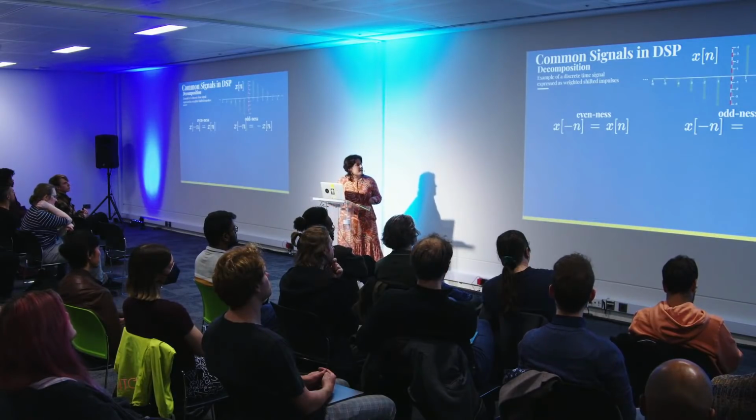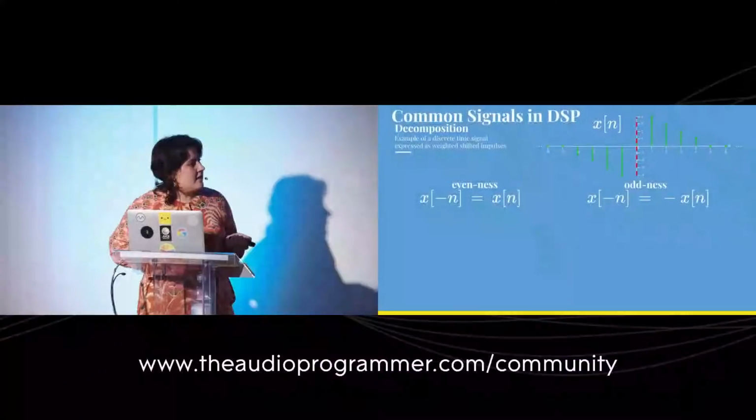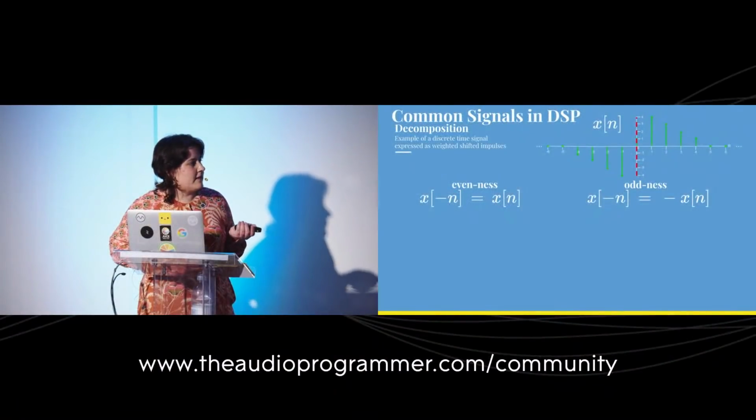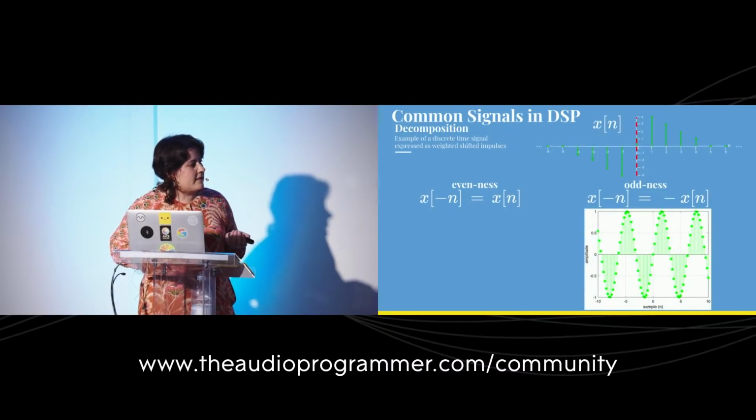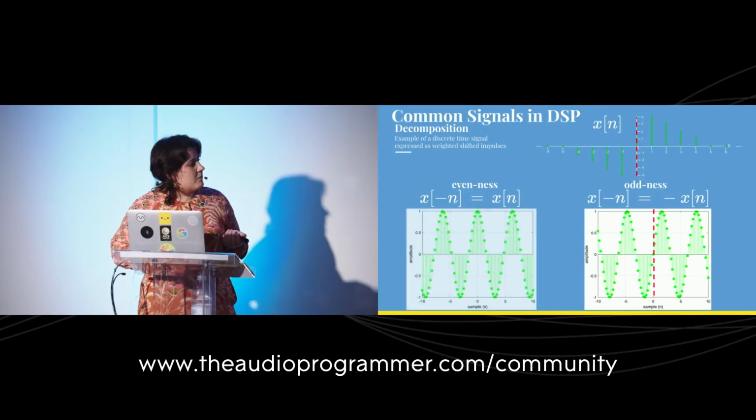There are 2 very important signals in DSP that have these conditions. The first one is a sine wave. A sine wave, by definition, is an odd signal. You can see that it has oddness around the y-axis. An important even signal is a cosine wave. We can see that it has evenness around the y-axis.